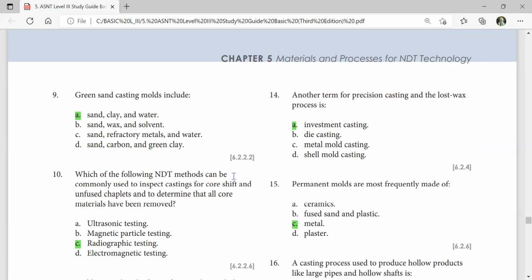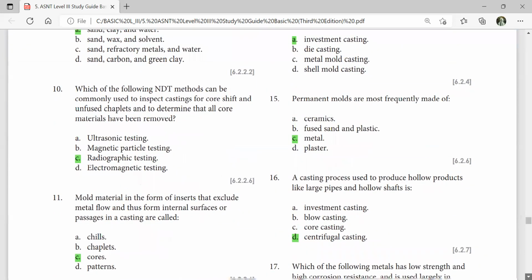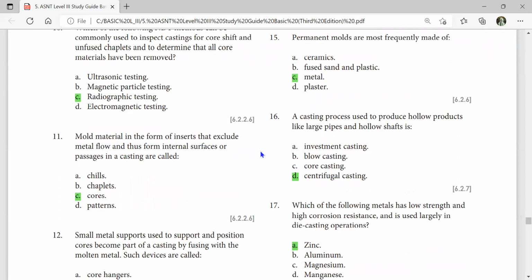Which of the following NDT methods can be commonly used to inspect castings for core shift and unfused chaplets and to determine that all core materials have been removed? Radiographic testing. Permanent molds are most frequently made of metal. Mold material in the form of inserts that exclude metal flow and thus form internal surfaces or passages in a casting are called cores.